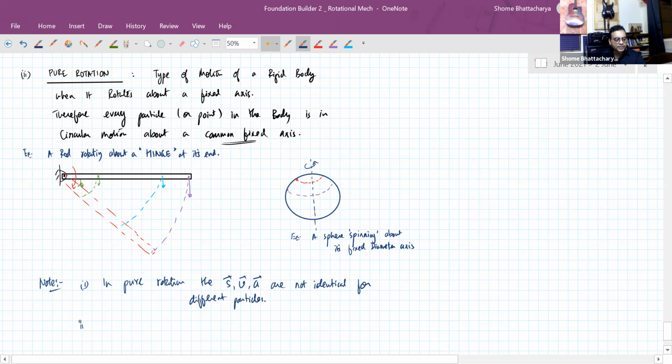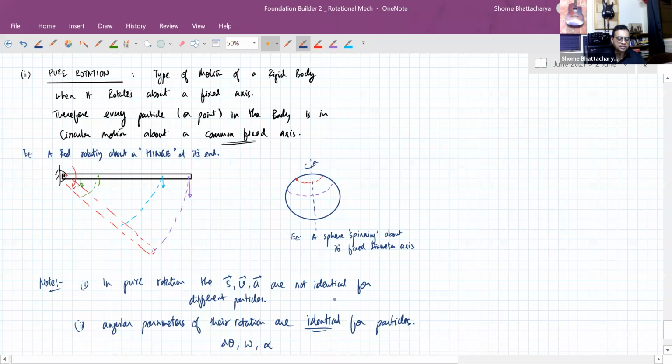But the angular parameters of their rotation are identical or common for all the particles. So what are the angular parameters? The same we had learned in circular motion. Angular displacement, angular speed, angular acceleration. They are going to be the same for all particles, part of the rigid body.